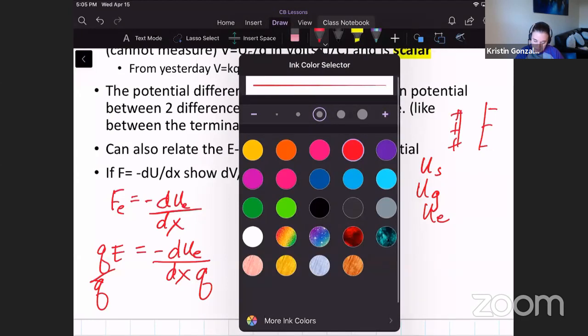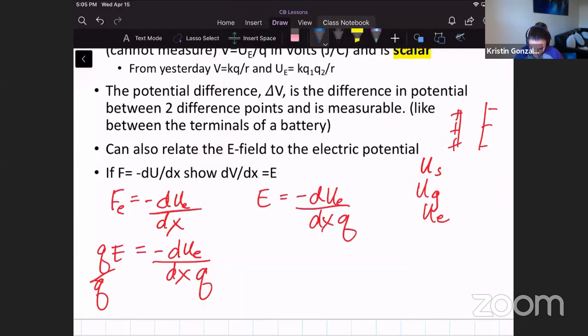Well, we said just a second ago, and last night I talked about it a lot: what is the relationship between electric potential energy per charge? Well, that is electric potential. So then we can say that E is equal to the negative derivative of the potential with respect to distance. If we were to see that on a graph, what would be significant about that? Well, that derivative is equal to the what on a graph?